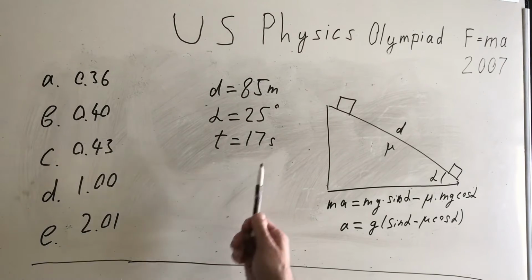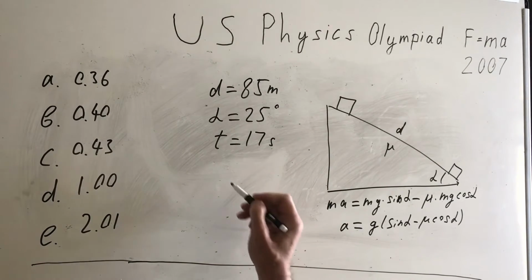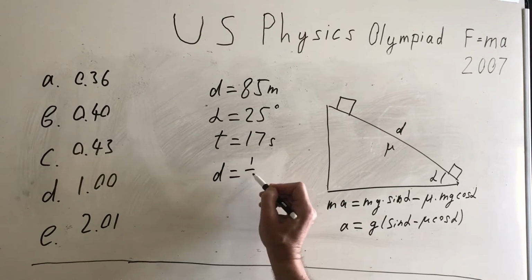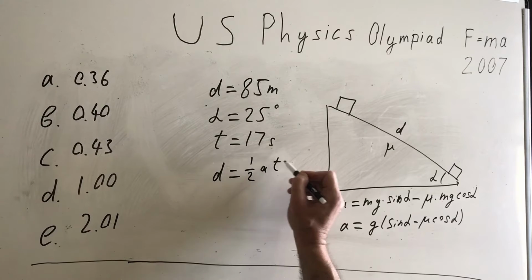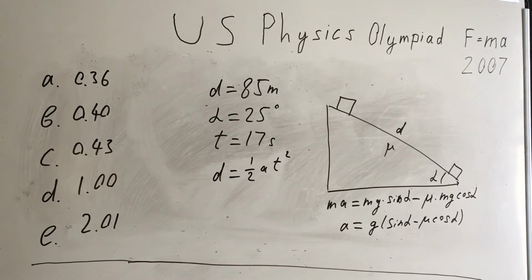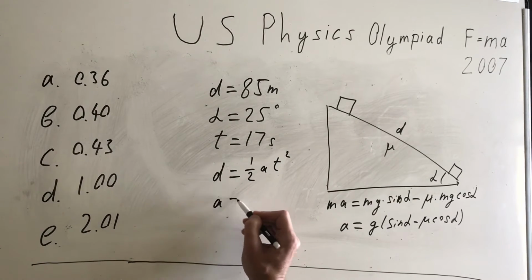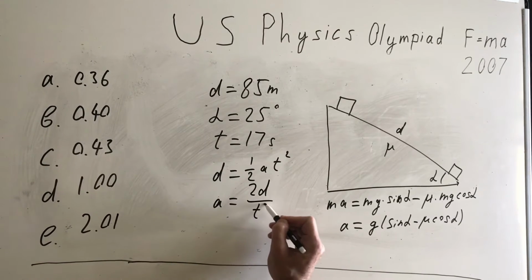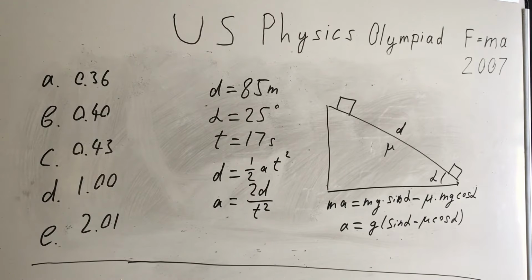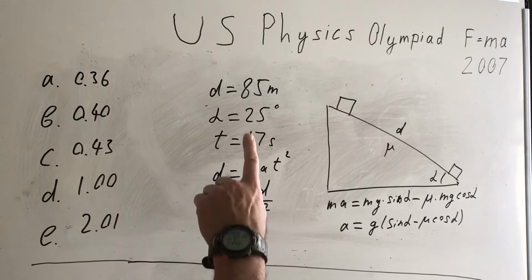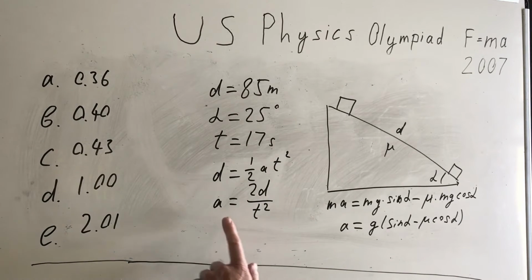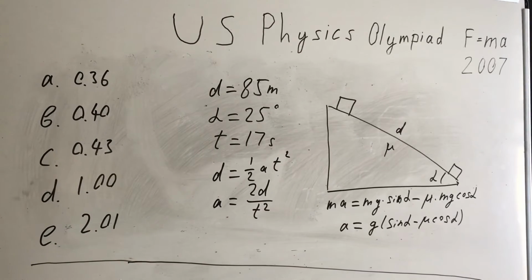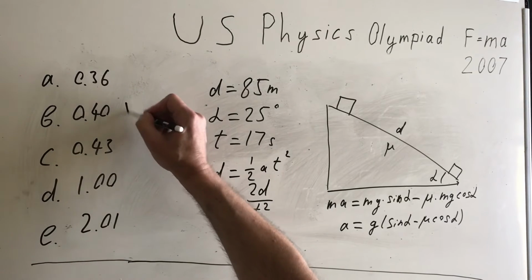We have distance, we have time, and we have the kinematic formula that distance equals 1/2 a t square, and we can find that acceleration equals 2d over t square. All numbers are given, and we can calculate the acceleration, put it in this formula, and find the coefficient of friction. That will be 0.4.